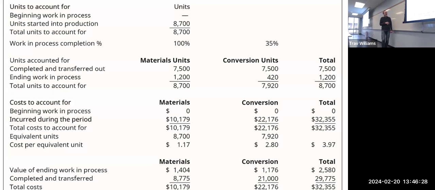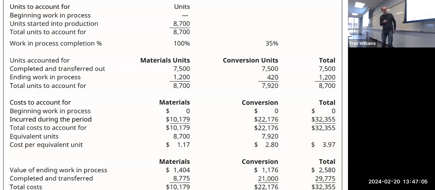Okay. So now that top part all dealt with units, now we can get into costs. So if we take our material costs and figure out our total material costs, divide it by the equivalent units, we get our material cost per unit. Same thing, if we take our total conversion costs, divide it by the equivalent units of conversion, we get our conversion cost per unit. And then we add these two numbers together to get our total cost per unit.